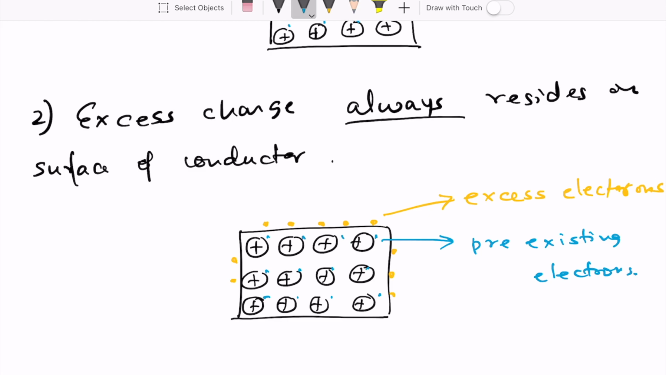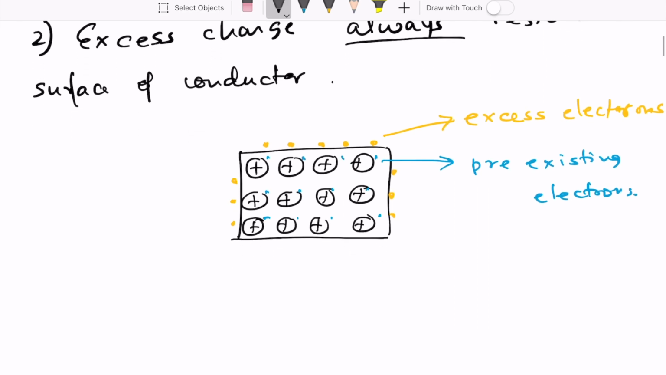And so they would just get as far, they would want to get as far away from each other as possible. And as a result of that, they would all end up on the surface of the conductor. So it's mainly their mutual repulsion that causes all these excess charges to end up on the surface of the conductor.